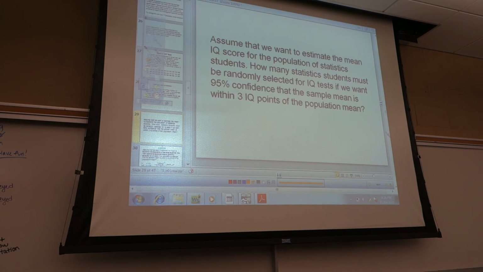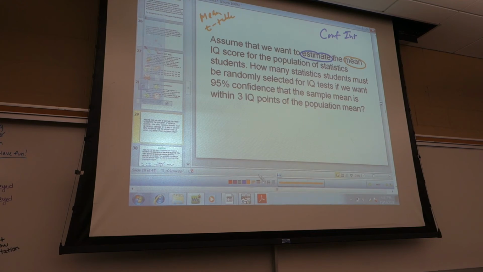Okay, is it a mean or a proportion? Mean. How do you know? Says mean. Great. Is it a Z table or a T table? T table. What's my degrees of freedom? N. What's my N? Before we do that, is it a hypothesis test or a confidence interval? Confidence. How do you know it's a confidence interval? Estimate. Great. Okay, so then my next question is, what's my N? What's my degrees of freedom?